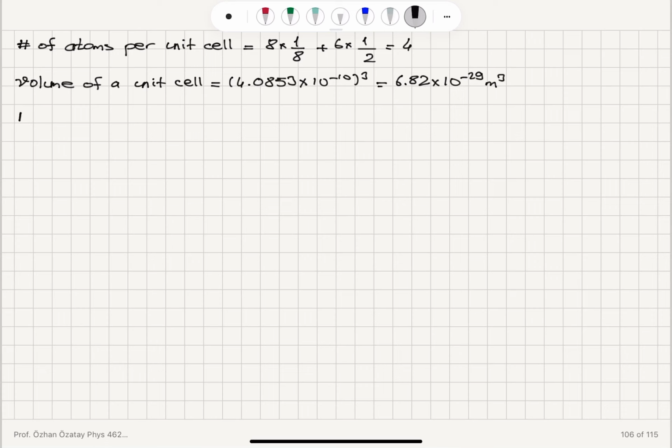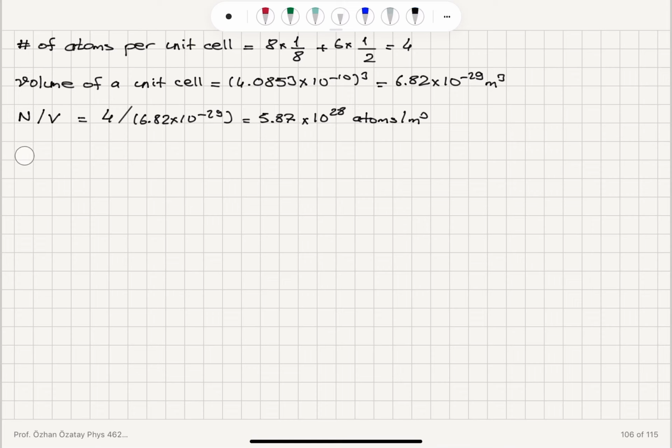The number density, capital N divided by V, the number of atoms per unit cell divided by the volume of a unit cell, which is 6.82 times 10 to the minus 29, we obtain 5.87 times 10 to the 28 atoms per cubic meter.